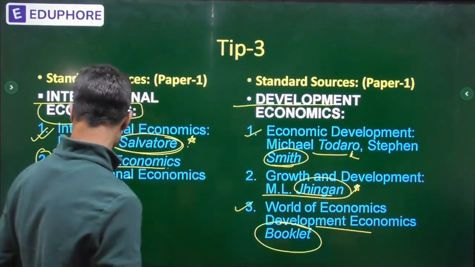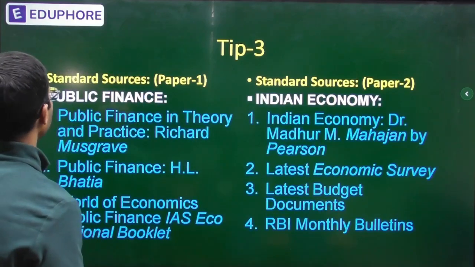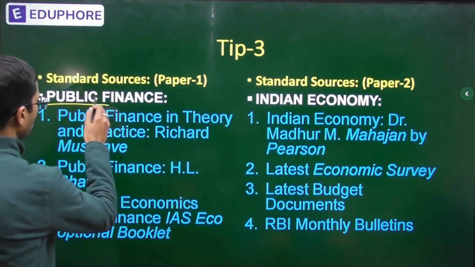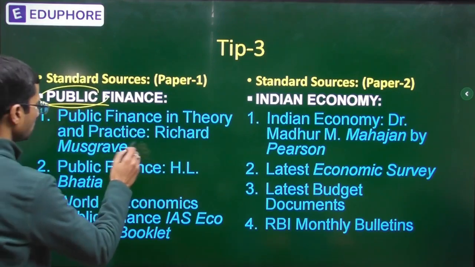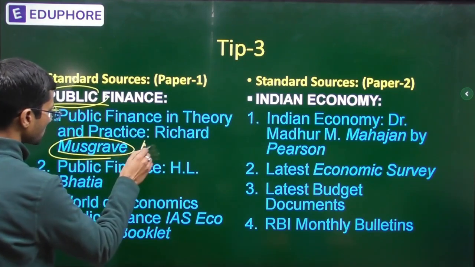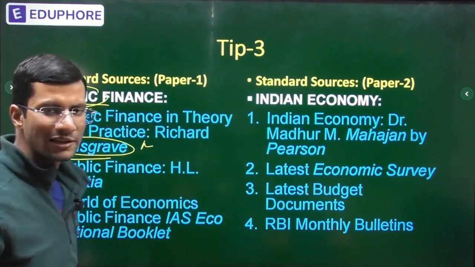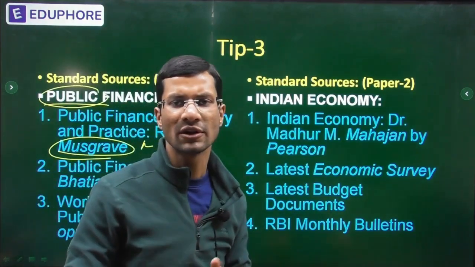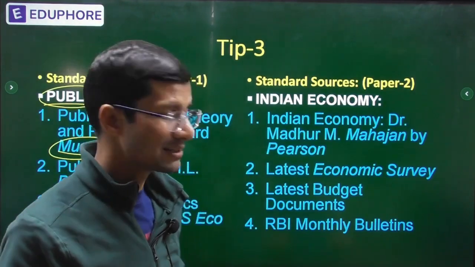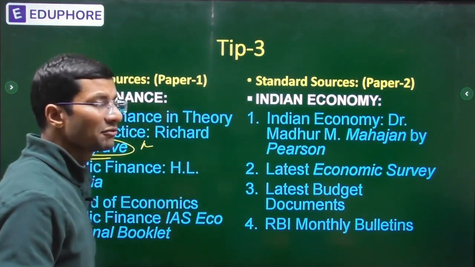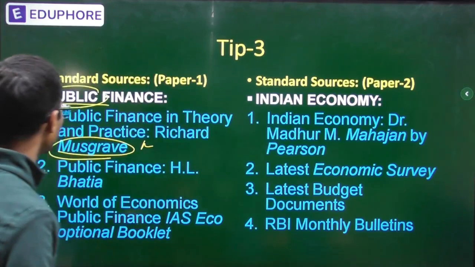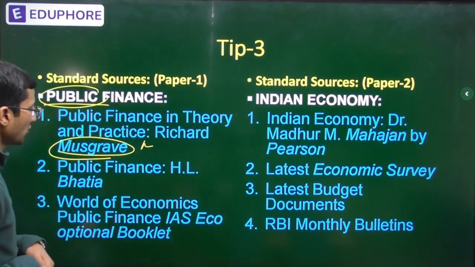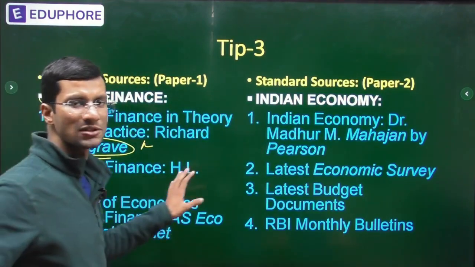Okay? Then for public finance, if we talk about it, again one of the important books is Musgrave. But Musgrave, let me tell you, doesn't cover every single aspect of your syllabus. It doesn't even cover 50% of your syllabus. So that's why there's no use in investing in or entirely purchasing this book.